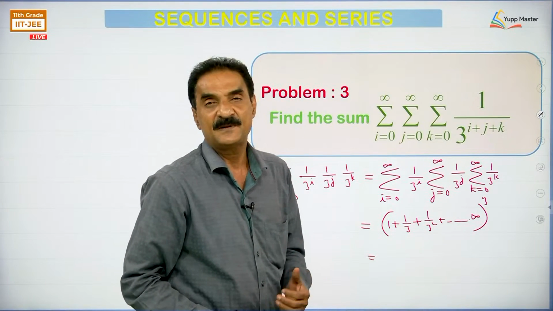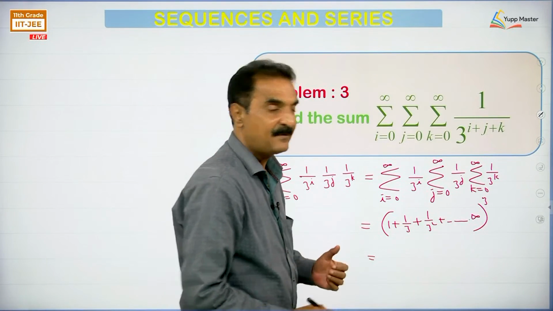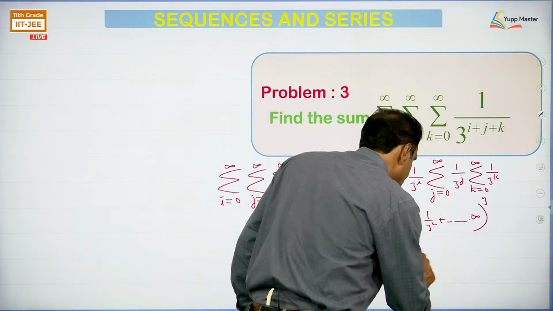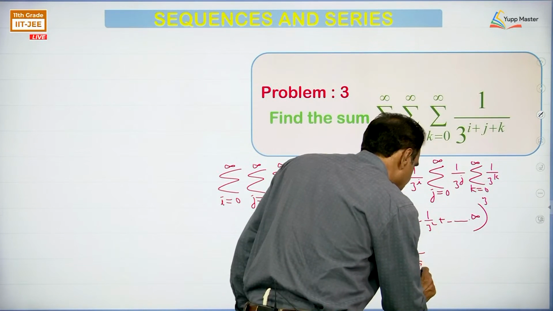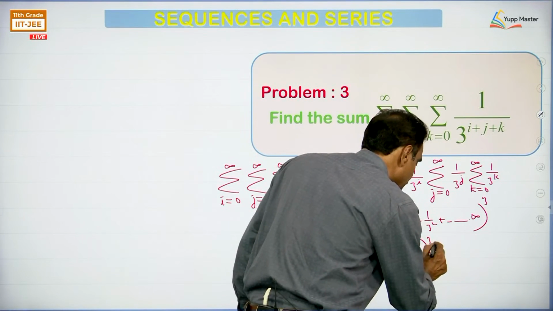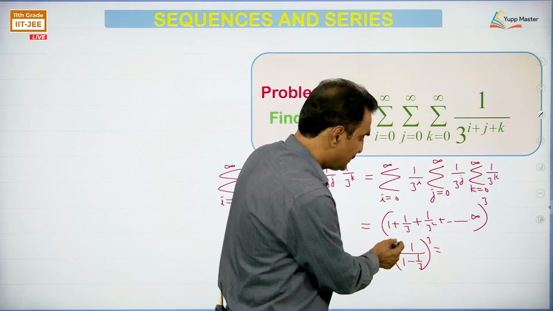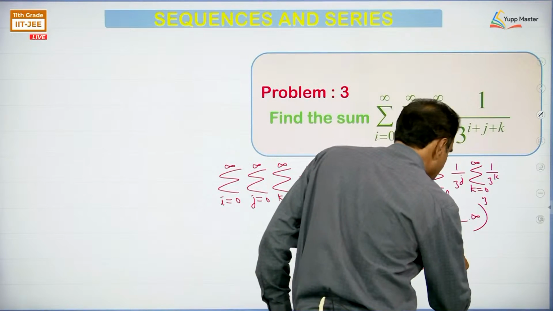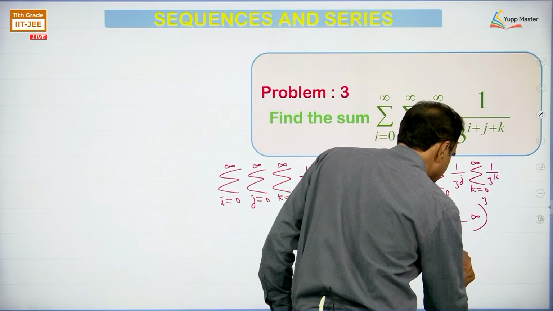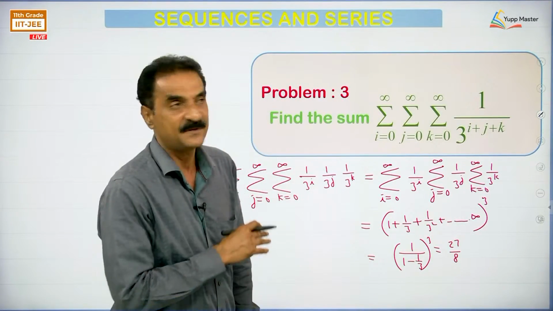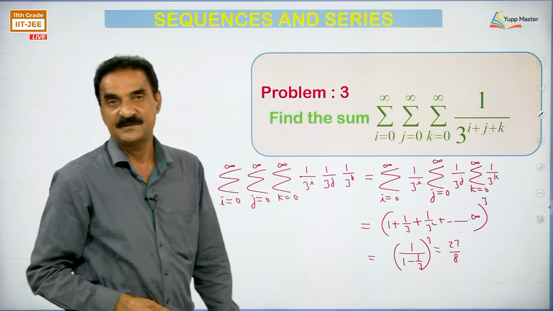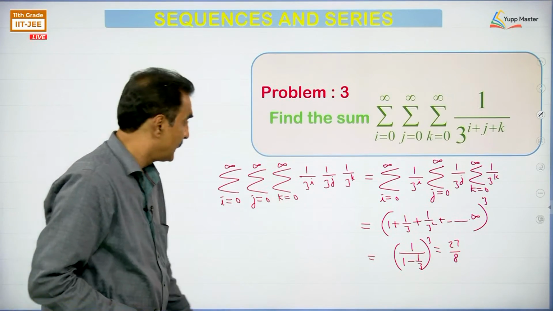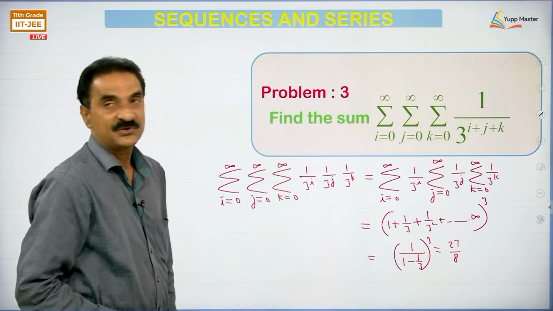Now, apply the formula for sum of the infinite GP, a by 1 minus r. a is 1, so 1 by 1 minus 1 by 3 whole cube. This is 3 by 2, this whole thing, 3 by 2 whole cube is 27 by 8. That is the sum of this infinite series. Alright. Next question.